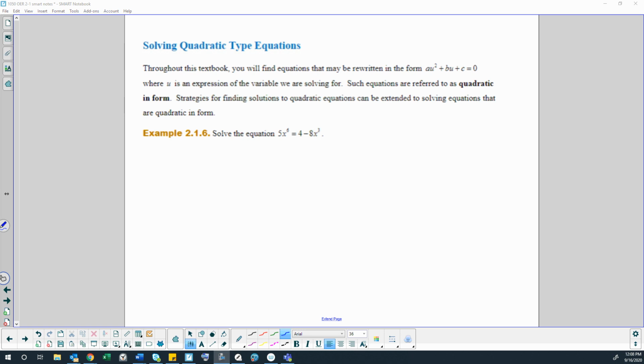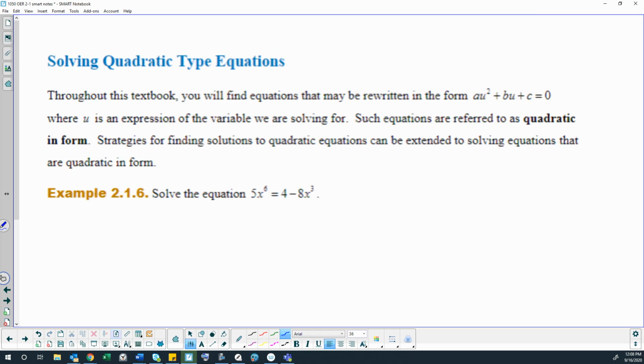So a quadratic equation is just squared, correct? In this example here, it has a 6th power. Is that a quadratic if it has a 6th power? No, quadratic is 2nd power, highest power. So the 6th power is not a quadratic. But the cool thing is we can rewrite it so it looks like a quadratic, and then we can use the same methods we use to solve quadratics to solve it.